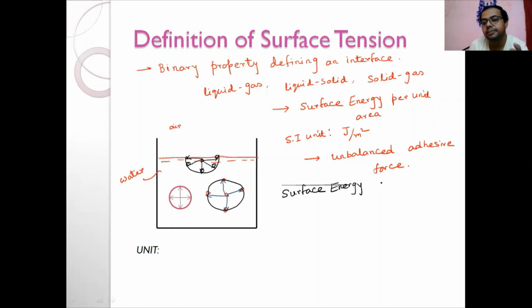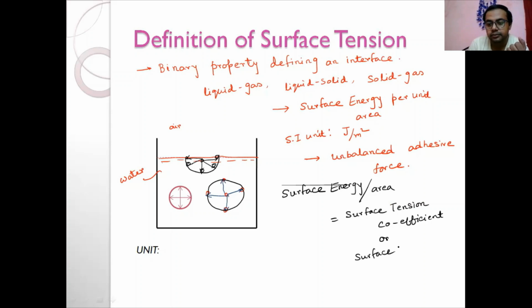And this surface energy per unit area gives you the surface tension coefficient, or simply we call it surface tension. Either it is called surface tension coefficient or simply surface tension. It is denoted as sigma.